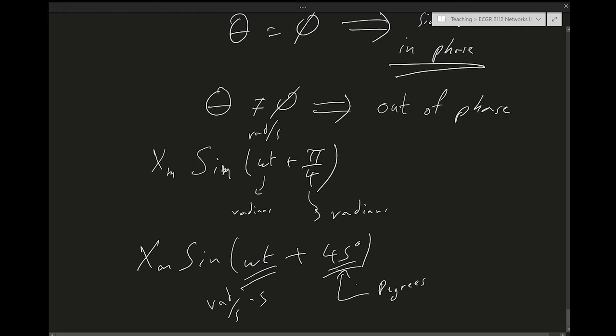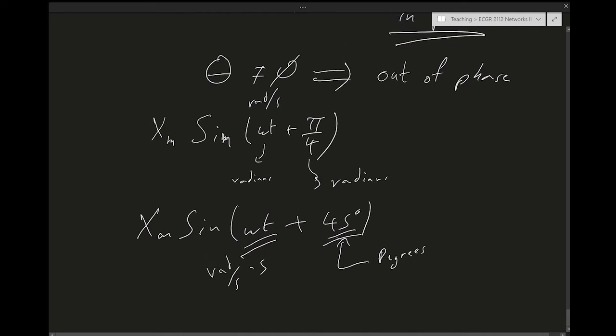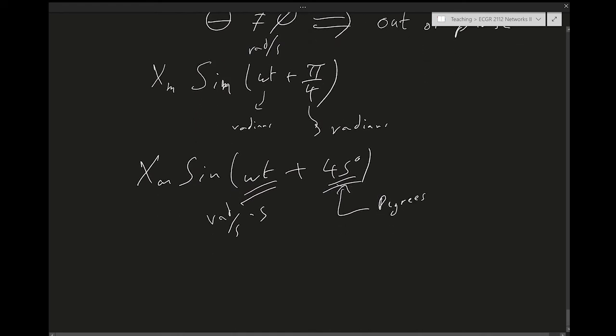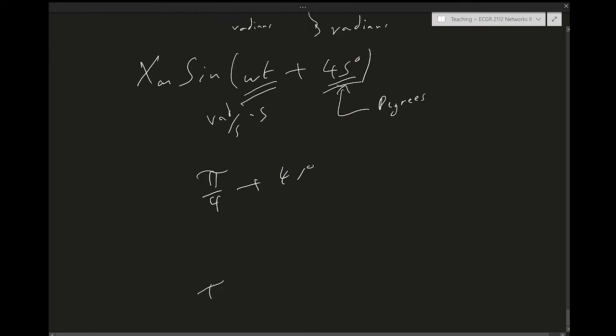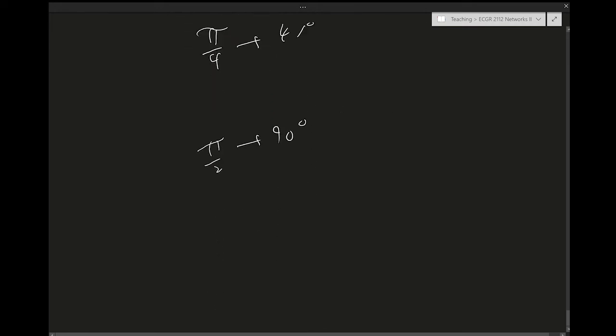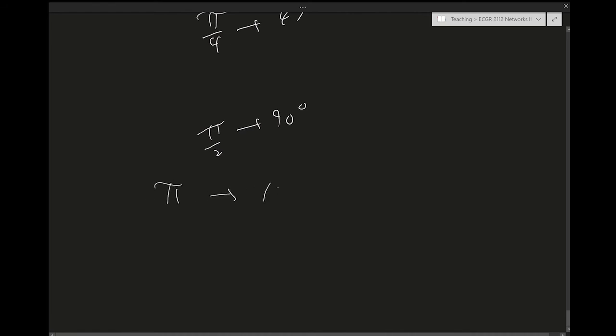Sometimes we could write the angle in degrees because it's easier to understand, right? But mostly, I encourage you to stick to writing angles in radians. In electrical engineering, it's very common to sometimes use degrees. If you see that, you need to understand what that means from context. We know how to convert from radians to degrees, right? So pi over 4 is 45, pi over 2 is 90 degrees, pi is plus 180 degrees or minus 180 degrees.